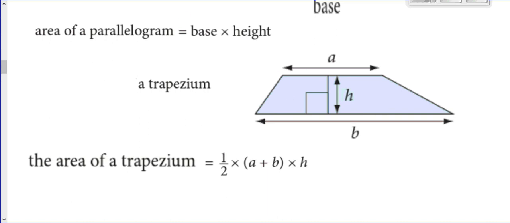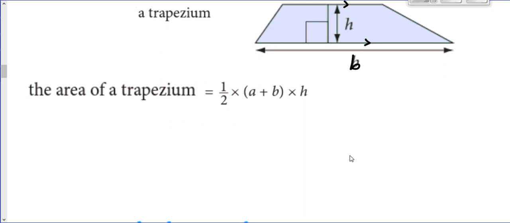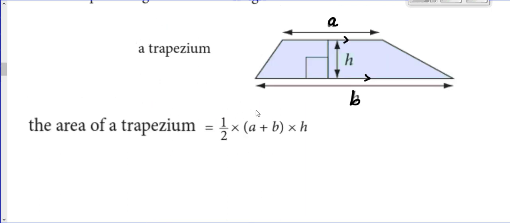So which are the two parallel sides in a trapezium? We have this side and we have that side. Now the two parallel sides are labeled as A and B. So when you see A and B, these are parallel sides. And what is the formula? The formula for the area of a trapezium is a half times the sum of the two parallel sides times the height.